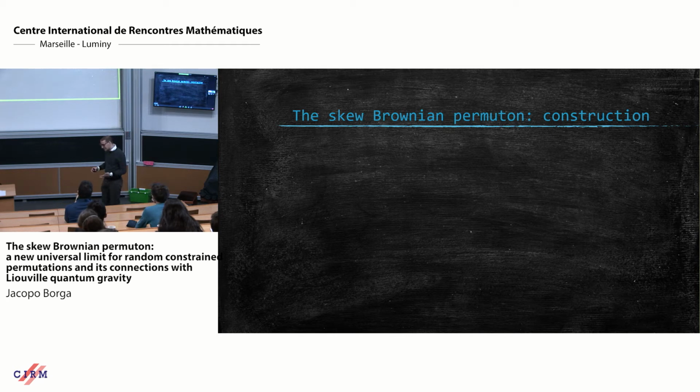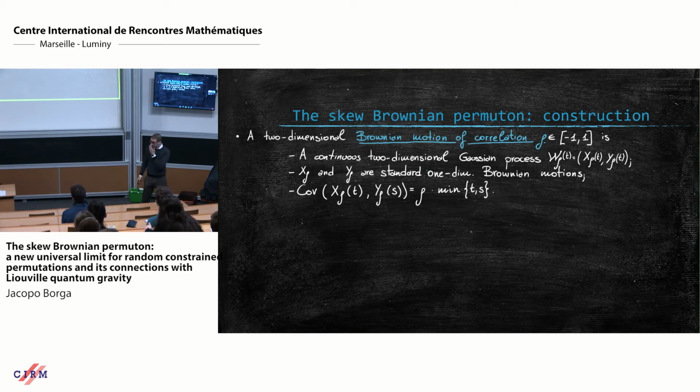And you will see that there are a lot of things happening that are similar to the discrete case, but just in the continuum. So first of all, what I have to do is to consider a correlated Brownian motion. So you fix rho between -1 and 1. And a correlated Brownian motion is just a Gaussian process where the x and y coordinates are standard Brownian motions, but you have this covariance structure.